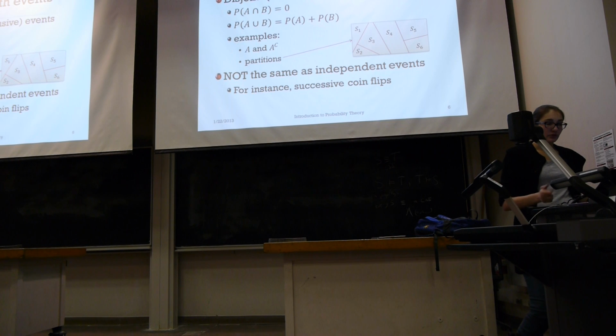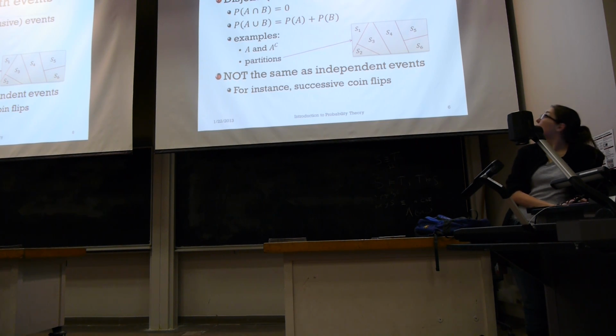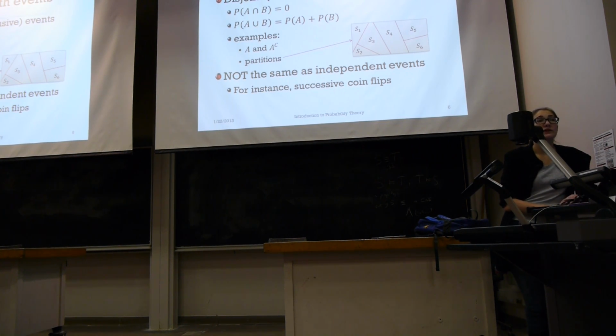Now, disjoint or mutually exclusive events are events for which the intersection is empty. Of course, the probability of the union of these events is the sum of the probabilities of the individual events. For example, an event and its complement represent a partition of omega. We'll talk a bit more about partitions later on. A partition is a set of events that divide the sample space, covering it completely and being mutually disjoint.